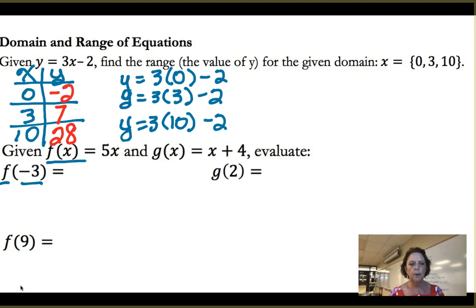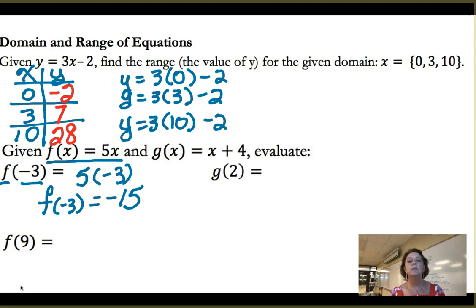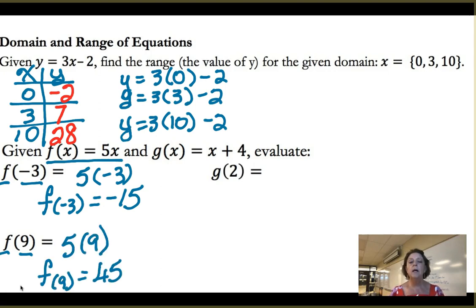So I'm going to go up here and get the equation named f of x, and everywhere I see an x, I'm going to put a -3. So I'm going to replace that x with -3, and I get f of -3 equals -15. The next one says go out and get f again, but this time everywhere you see an x, put 9. And I'm going to do that, and I get f of 9 equals 45.